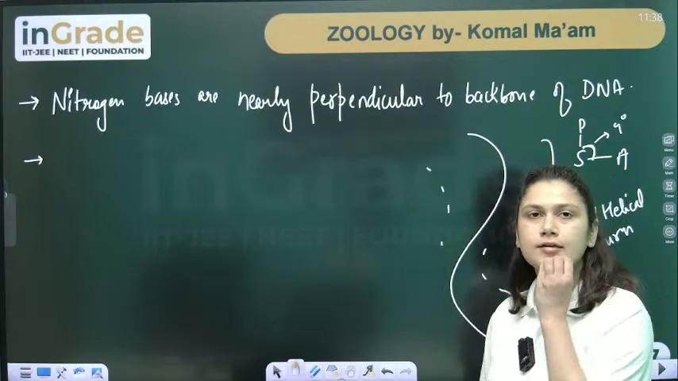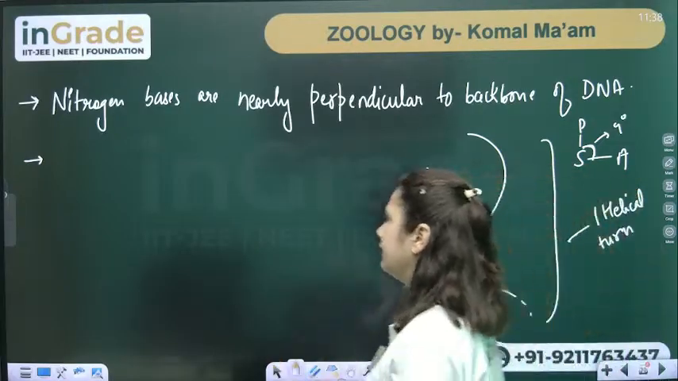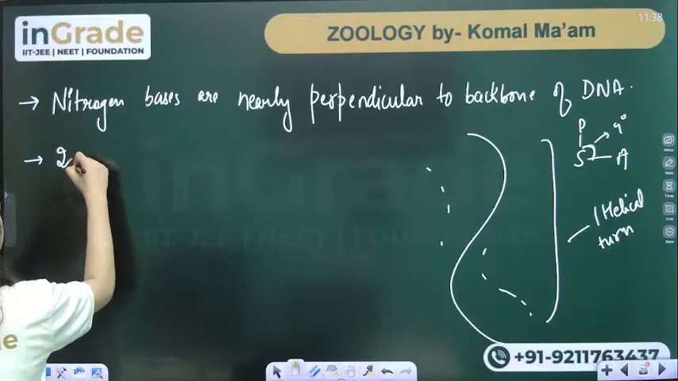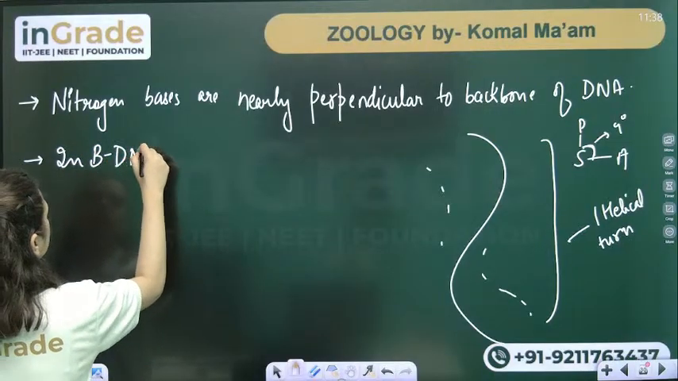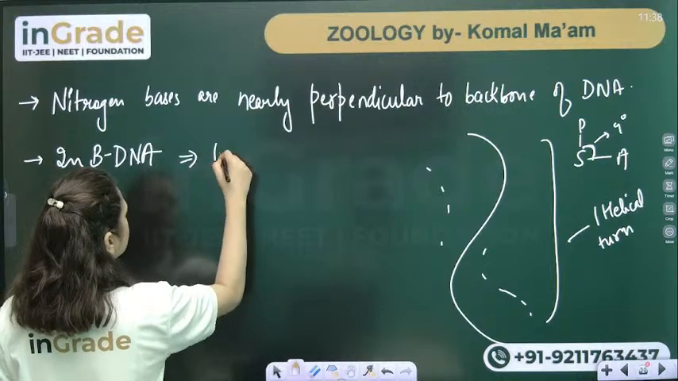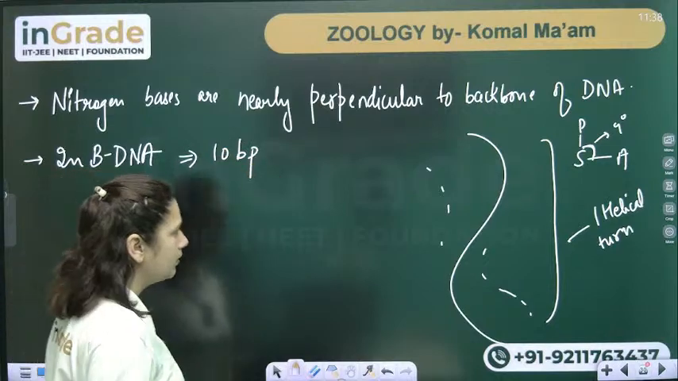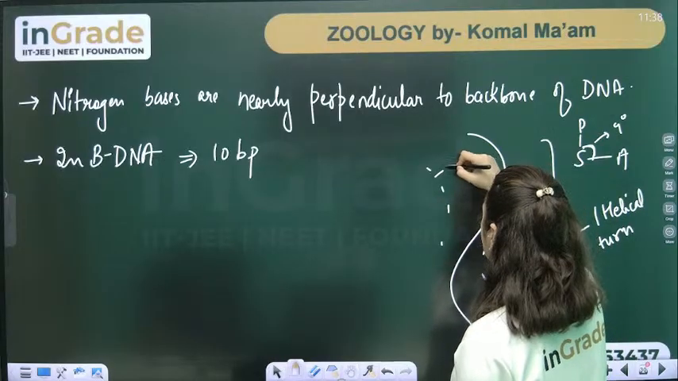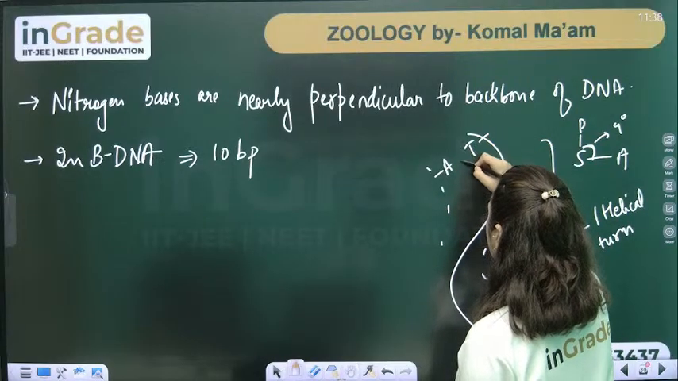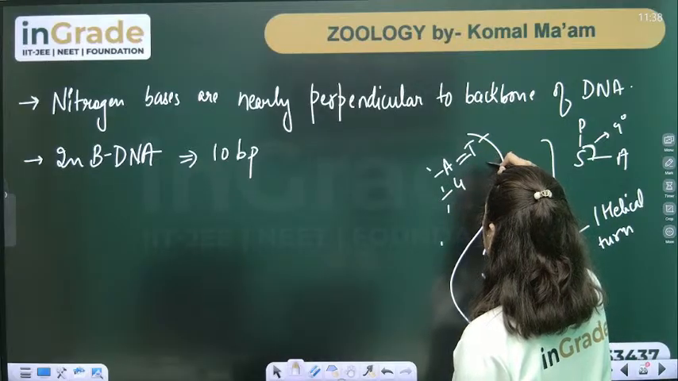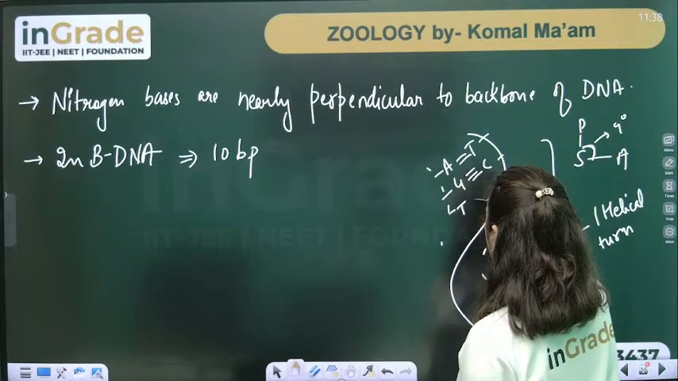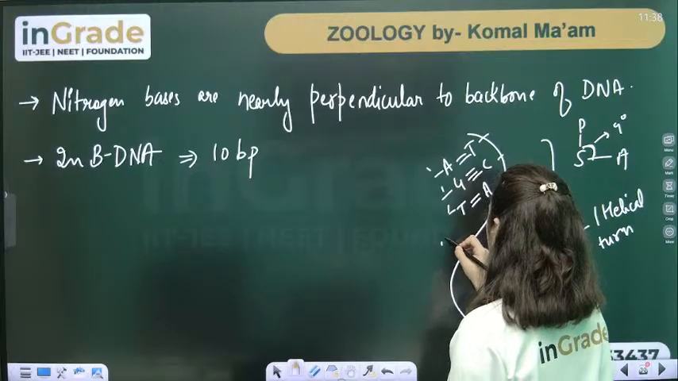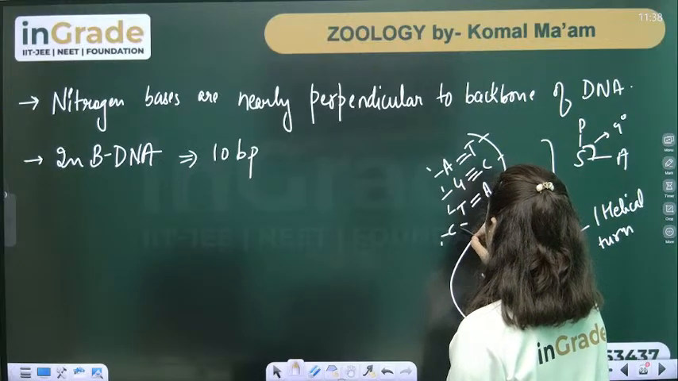10 base pairs in B-DNA. In B-DNA, we have a total of 10 base pairs. Okay, let's make 10 base pairs. We have adenine, we have thymine, they have a double bond. We have guanine, cytosine, triple bonds. We have again thymine, adenine, double bond. Then we have cytosine, guanine, triple bonds.